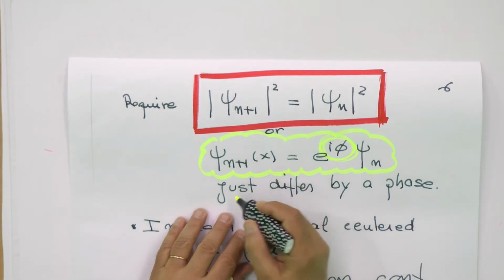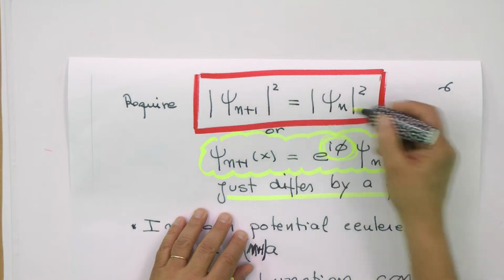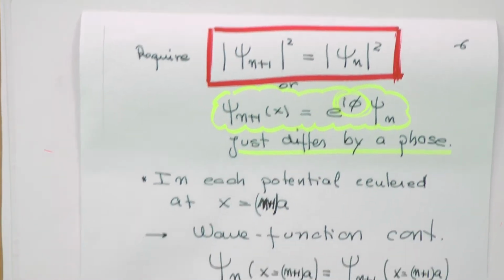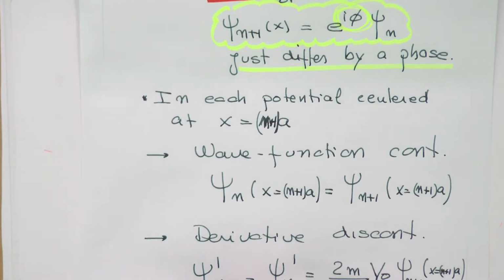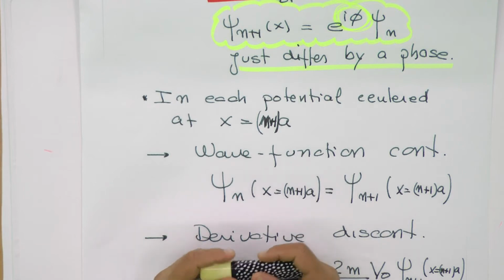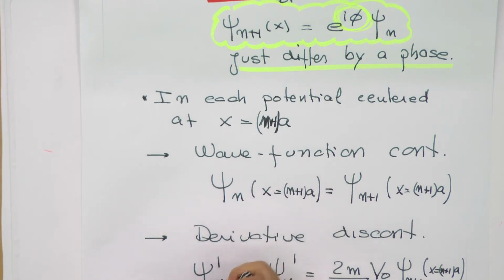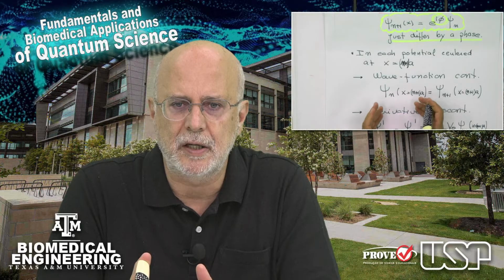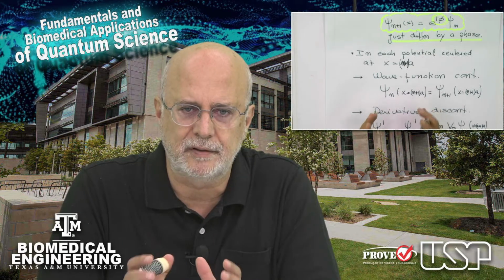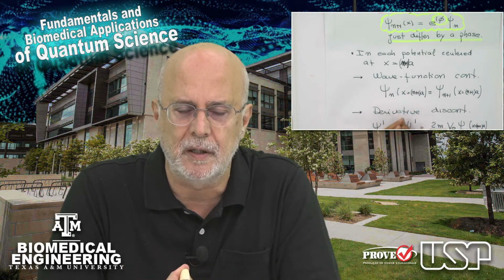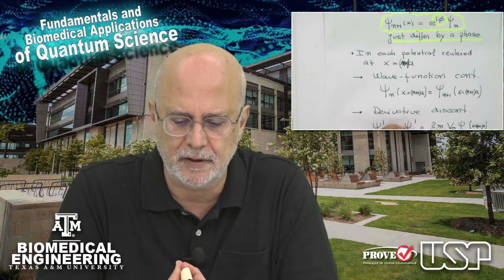Right. This is required to have the same distribution of probability. Okay, then we're going to solve the problem. We have potentials. We know the solution for potentials like delta. That's why I chose delta, because we are already familiar with the solution of the delta function.